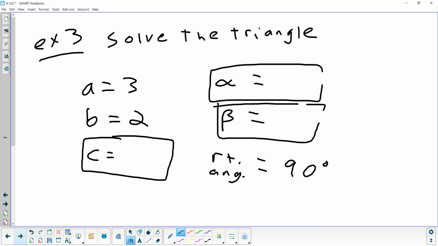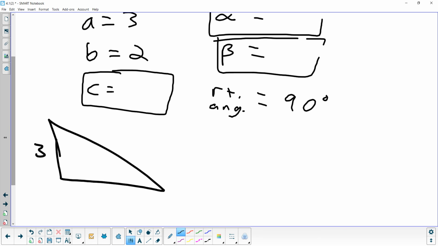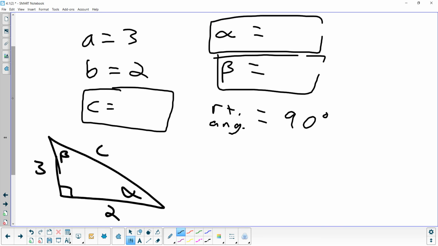Okay, so we're going to do things in this problem a little differently than the last two. So let's start with our diagram. Okay, we'll put A, alpha, B, beta, C, and my right angle. All right.